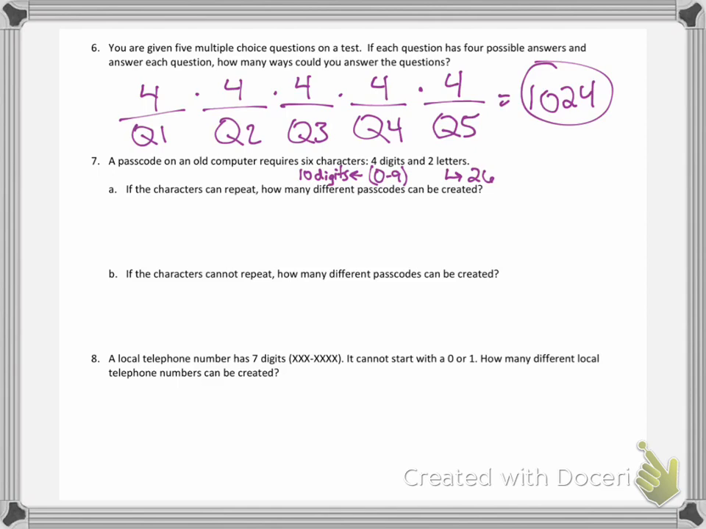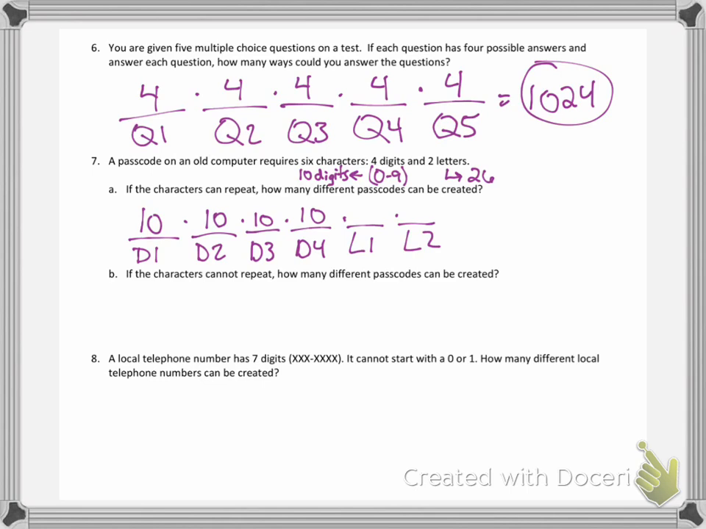If the characters can repeat, how many different passcodes can be created? So you have 6 characters. 4 have to be digits, 2 have to be letters. So for the first 4, we have digit 1, digit 2, digit 3, and digit 4. We need 2 letters, letter 1, letter 2. Now, since the characters can repeat, I would have 10 options for digit 1, anything from 0 through 9. Since I'm allowed to repeat, I would have 10 options for each of my digits. I don't have to knock anything out. I can use 0 four times, I can use 9 four times, it doesn't matter. I have 10 options for each.